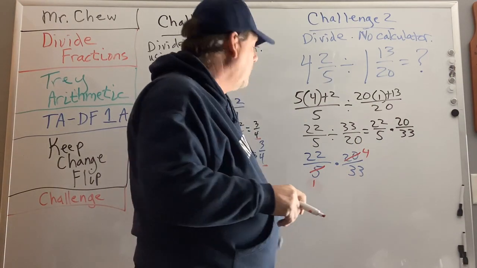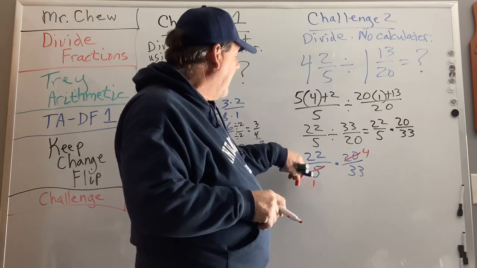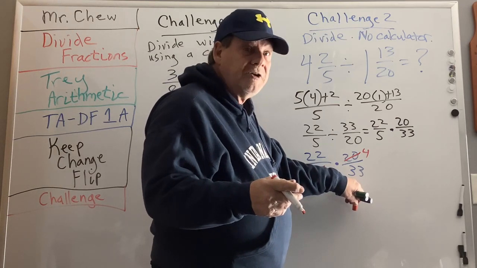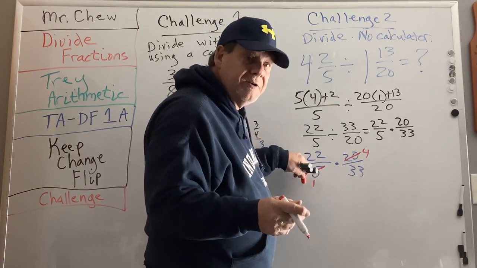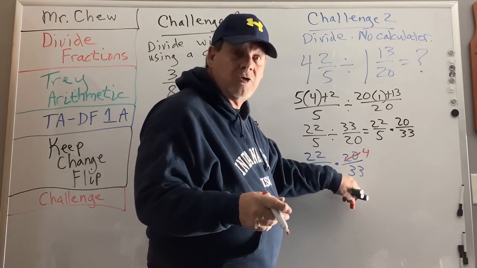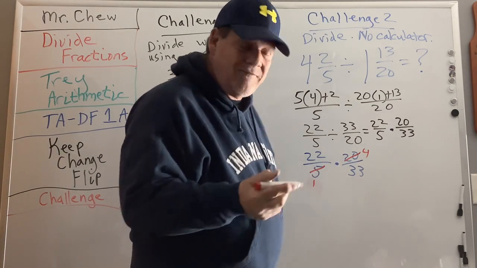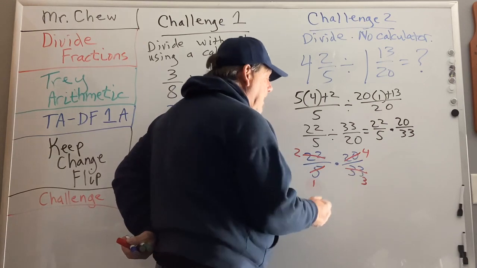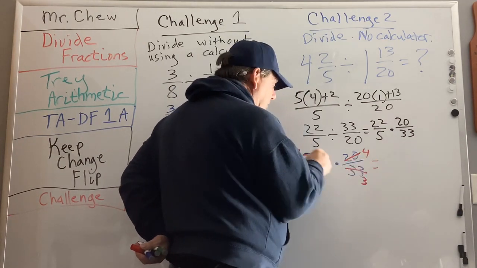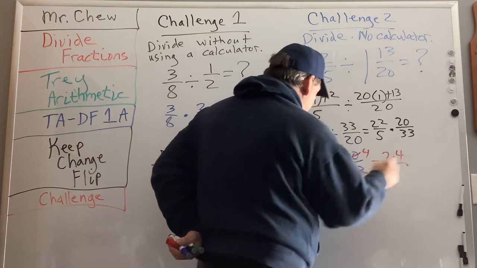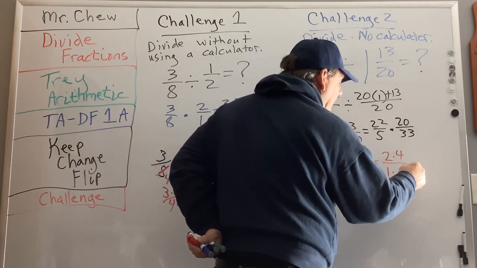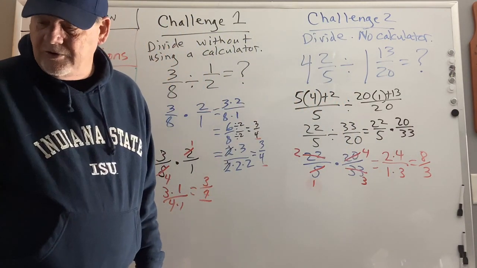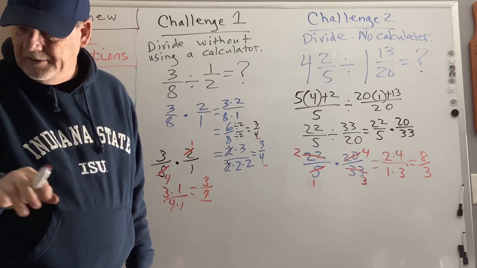Now this one's a little bit harder. What's a common factor of 22 and 33? Well, I can divide 22 by 2. I can divide 33, not by 2, but by 3. So what happens when I divide 22 by 2? I get 11. What happens when I divide 33 by 3? I get 11. I got an 11 both ways. So 22 divided by 11 is 2. 33 divided by 11 is 3. So now I'm going to multiply across, 2 times 4 over 1 times 3, which is 8/3.